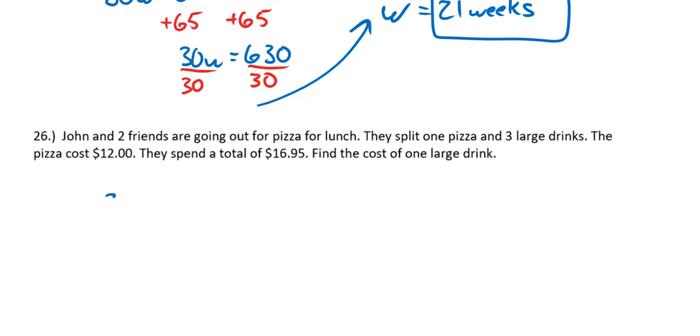Okay, so 3 drinks. So I'm going to say 3 times D for the drinks, or the price of the drinks. We don't know what that is. Plus the money they spent on the pizza, which is $12. And that should equal the total, which was $16.95. Okay, so again, 3 times the number of drinks because they bought 3 drinks, plus the pizza here. And so once again, I'm just working backwards sort of operations. So here I'm going to subtract the 12 from each side.